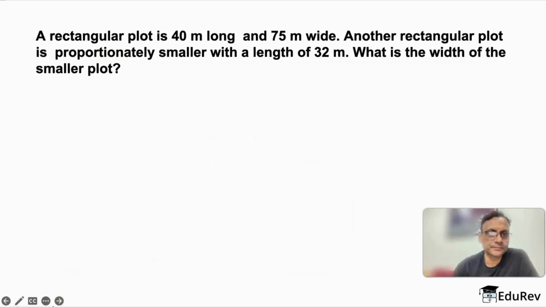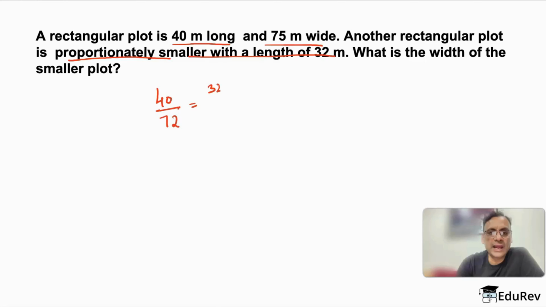Okay, so let's say a rectangular plot is 40 meters long and 75 meters wide. Another rectangular plot is proportionately smaller with a length of 32 meters. So the first one is 40 meters long, so 40 upon 75, and this 40 is length. So for length I should write 32, and breadth I don't know, I should write x, right?